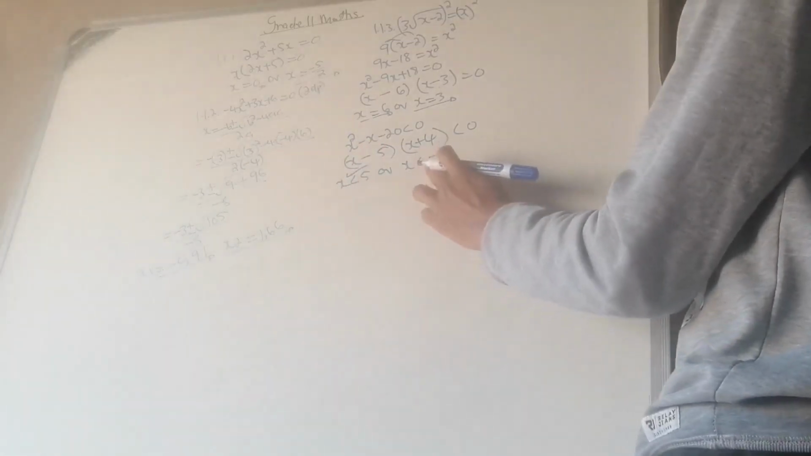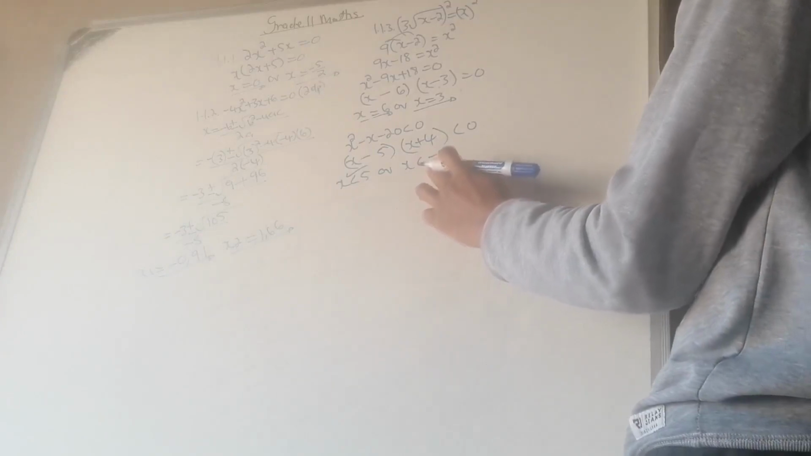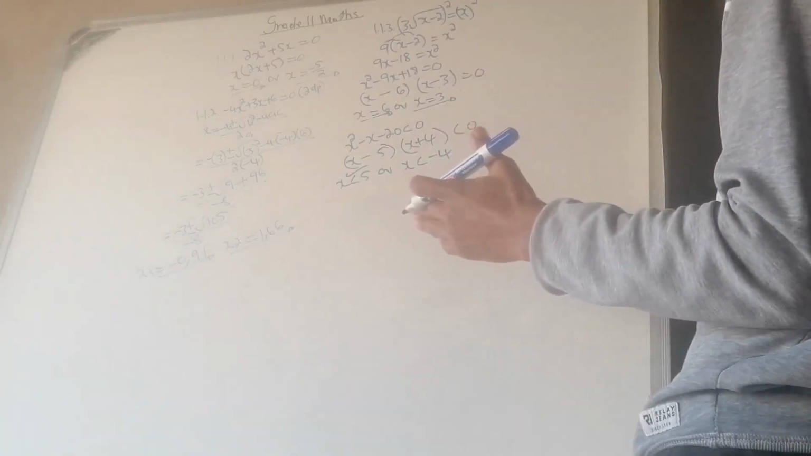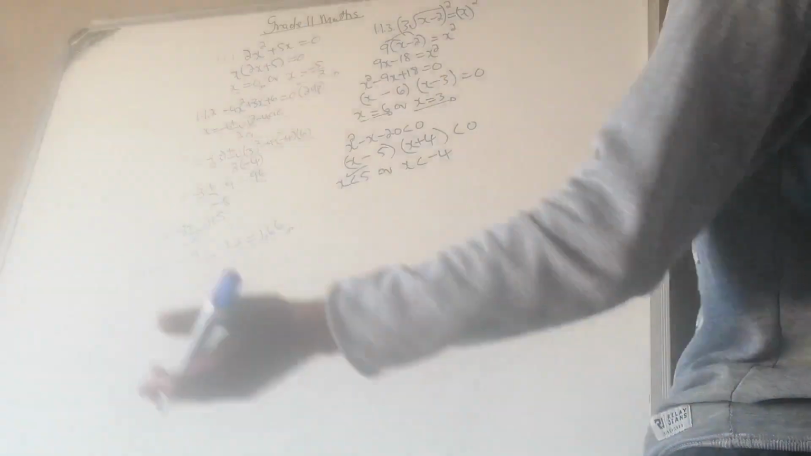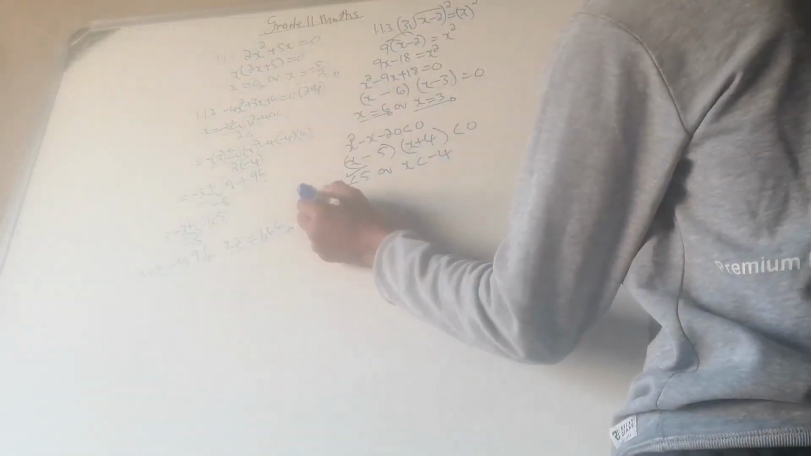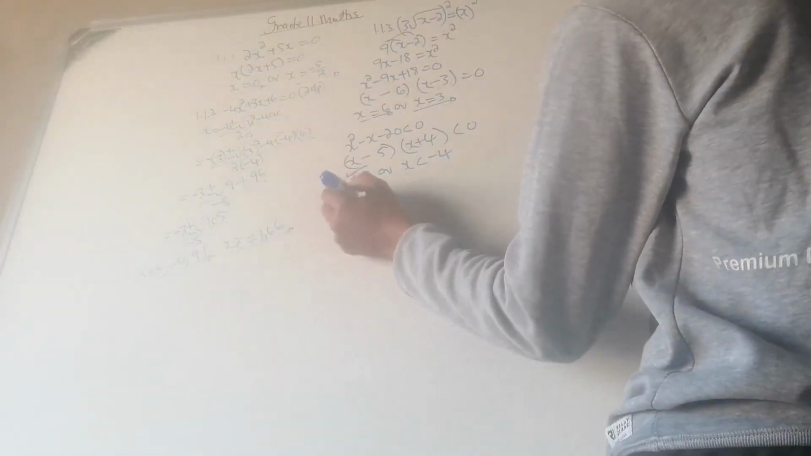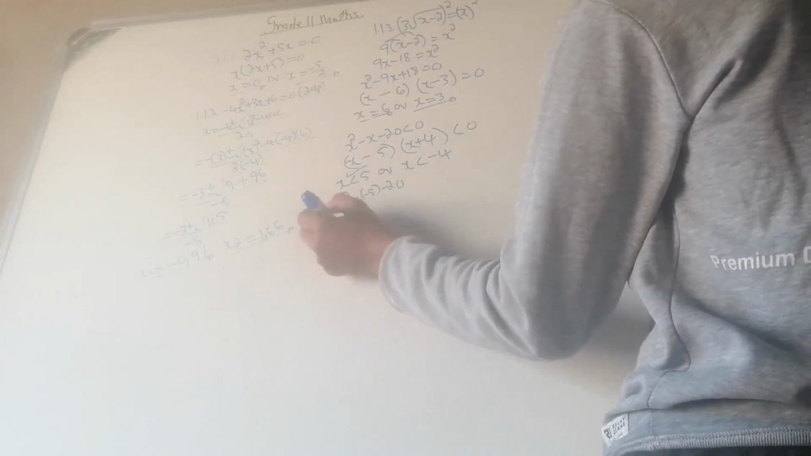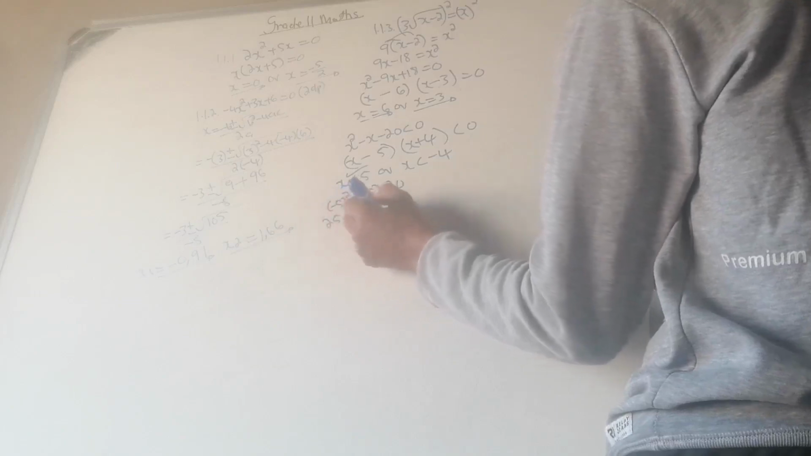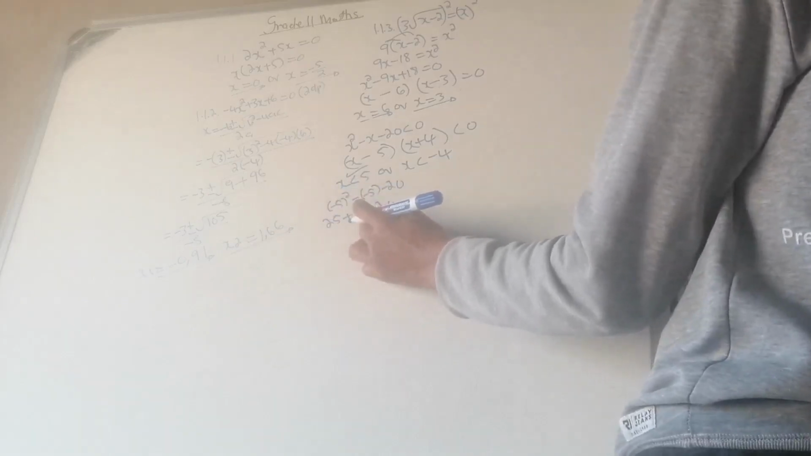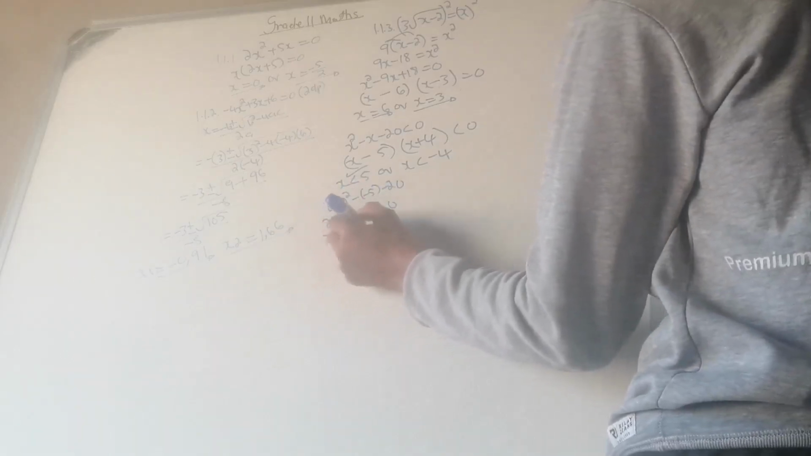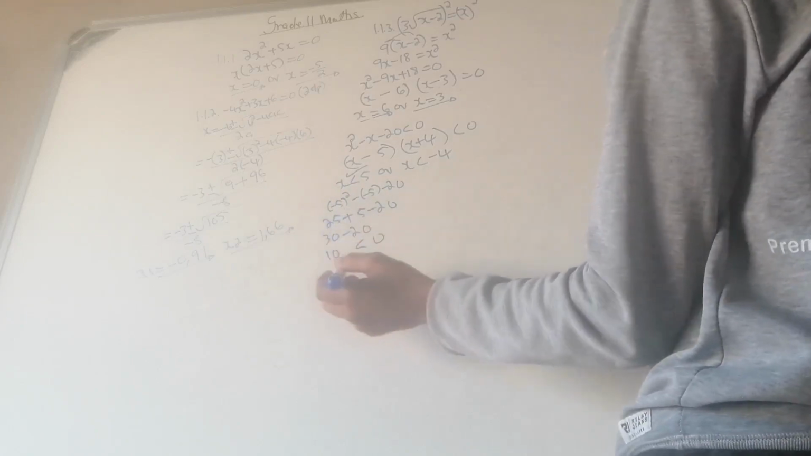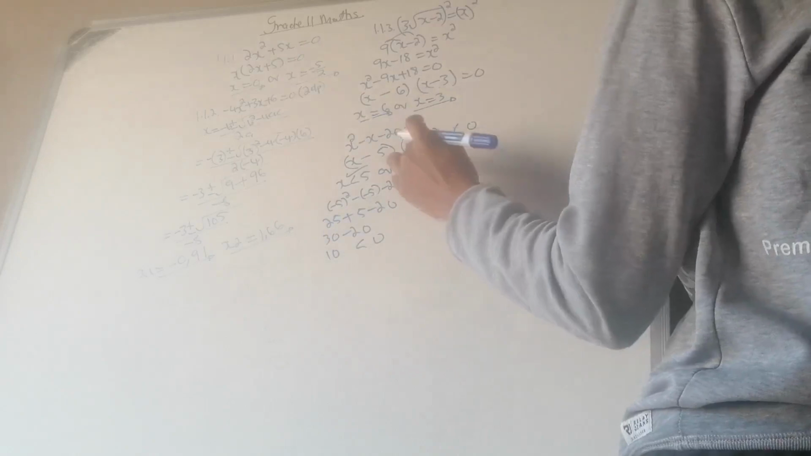Let's check the second one. x should be less than minus 4. Let's take a value that is less than minus 4. Let's take minus 5, because minus 5 is less than minus 4. So you will have minus 5 squared minus minus 5 minus 20. This will give you 25 plus 5 minus 20. 25 plus 5 is 30. 30 minus 20 is 10. Is 10 less than 0? No. So you reverse the inequality.